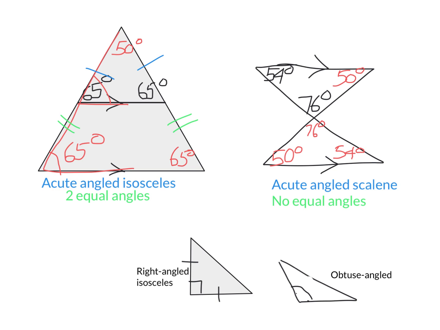So of course not all triangles are acute angled. They can be right angled or obtuse angled. It depends on the largest angle. So if the largest angle is acute, the triangle is acute angled. If the largest angle is a right angle, it's right angled. And if the largest angle is obtuse, this here is obtuse, then the triangle is obtuse angled.